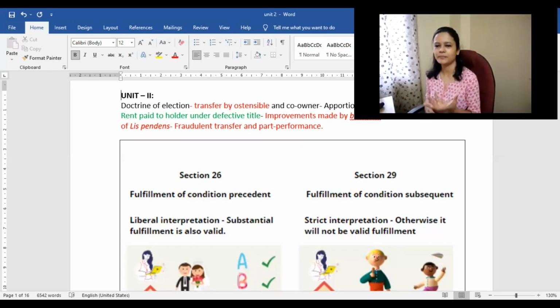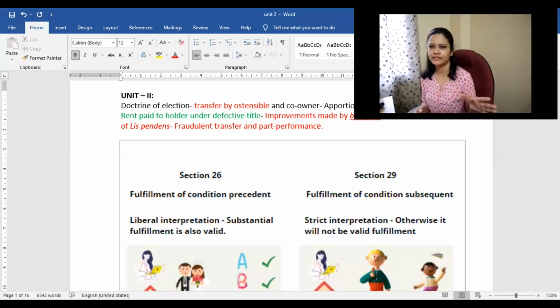When you are imposing a condition that needs to be fulfilled, you may either say that you fulfill the condition first, after that the transfer will happen, or you may say that, okay, fine, I'm transferring it, but later on you will have to fulfill the condition. So there is something with regard to condition: you may fulfill it before, or it may be that it's fine even if you are doing it at a later stage. That is one topic from unit 1.